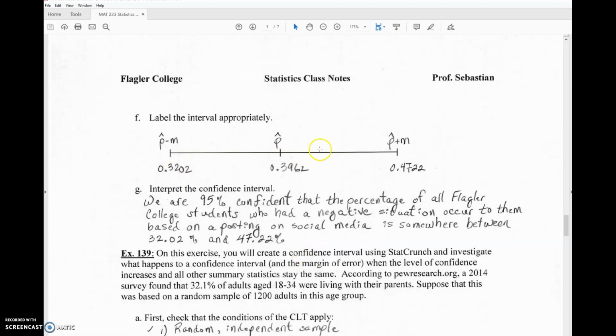If I label this so I can visualize this interval, remember the interval goes from p hat minus m to p hat plus m. P hat's in the middle then, right? So p hat was 0.3962. We subtracted the margin of error and we got 0.3202. That's the lower limit. We added the margin of error to p hat and we got 0.4722.